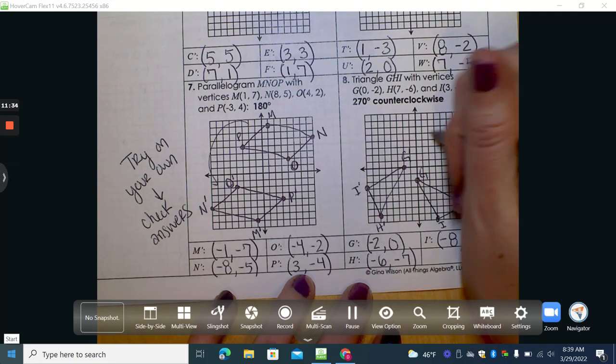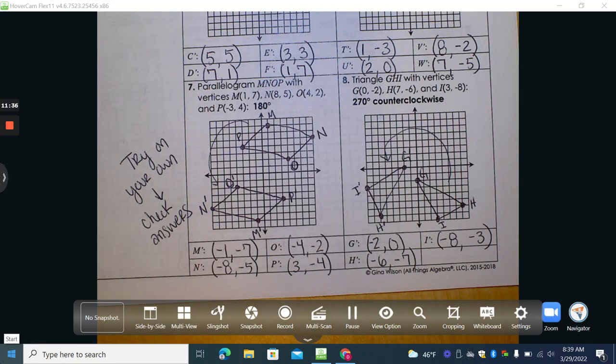And here's the image after rotating 270 degrees. Check your answers and then start working on the second page.